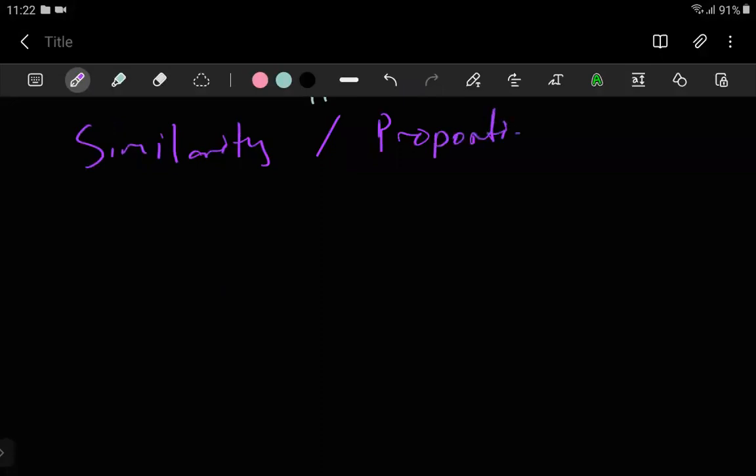Let's label here: similarity slash proportionality theorem. Proportionality theorem.